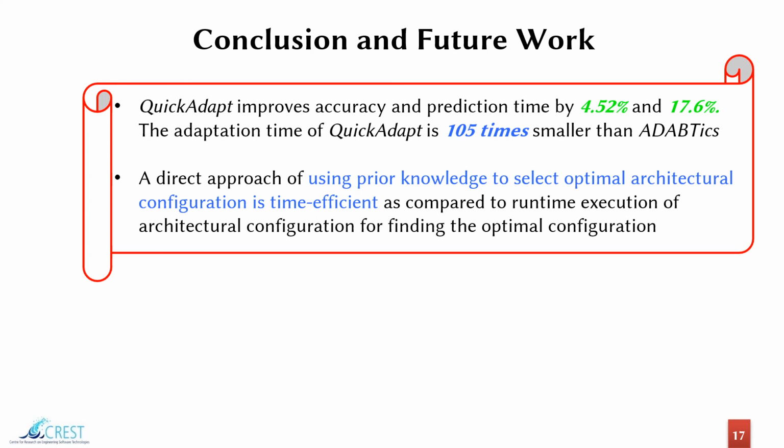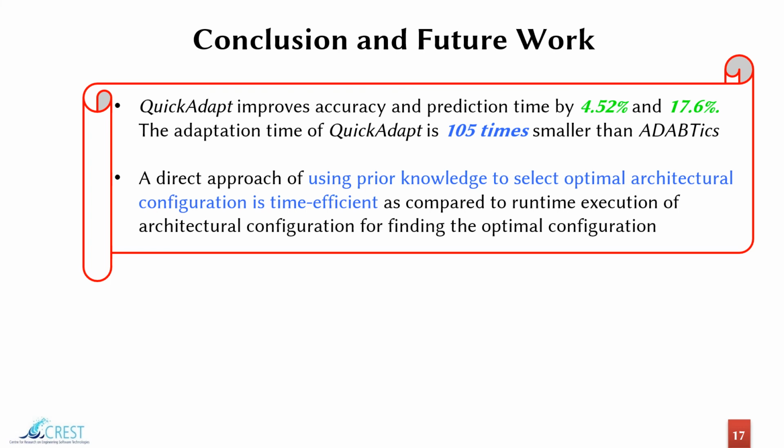So to conclude, the first thing is that our approach, QuickAdapt, could improve the accuracy by 4.52% and the prediction time by 17.6% on average. But more importantly, the gain in adaptation time is around 105 times as compared to Adaptix.